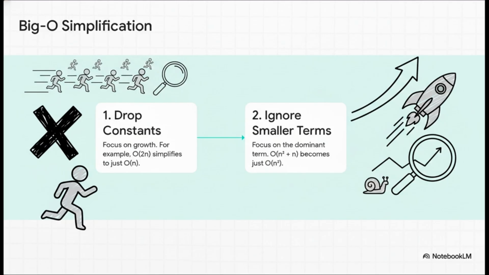And rule number 2, ignore the smaller terms. If you have something like O(n squared plus n), that n squared part is going to get so huge so fast that the little plus n part becomes basically irrelevant. It's a rounding error. So we just chop it off and call it O(n squared). We only care about the boss, the dominant term.